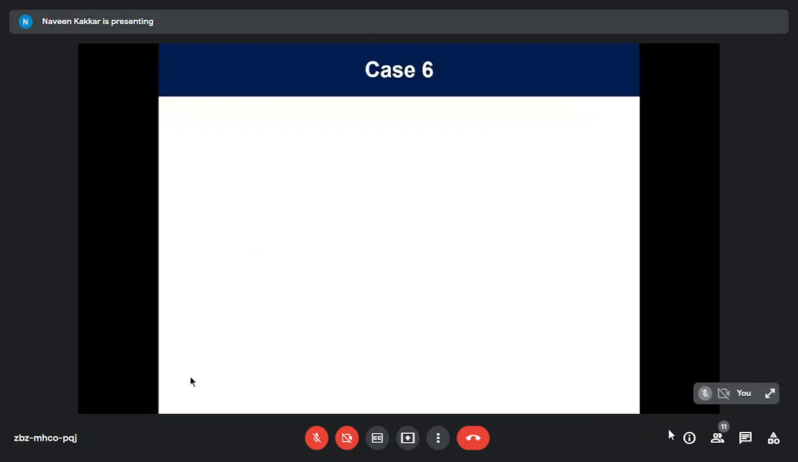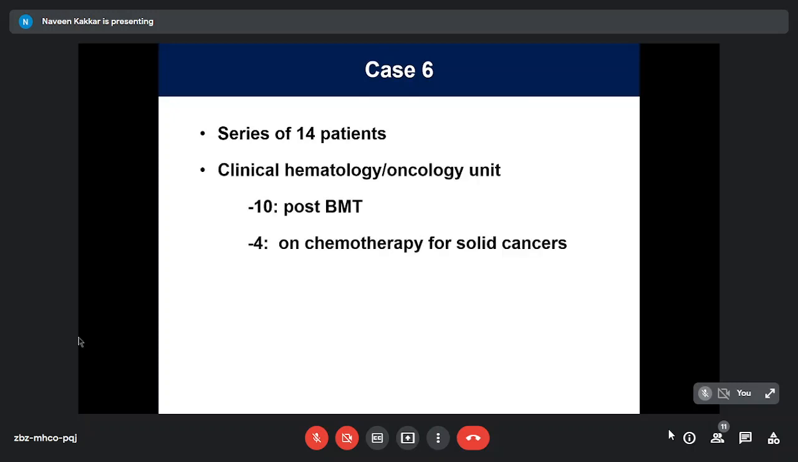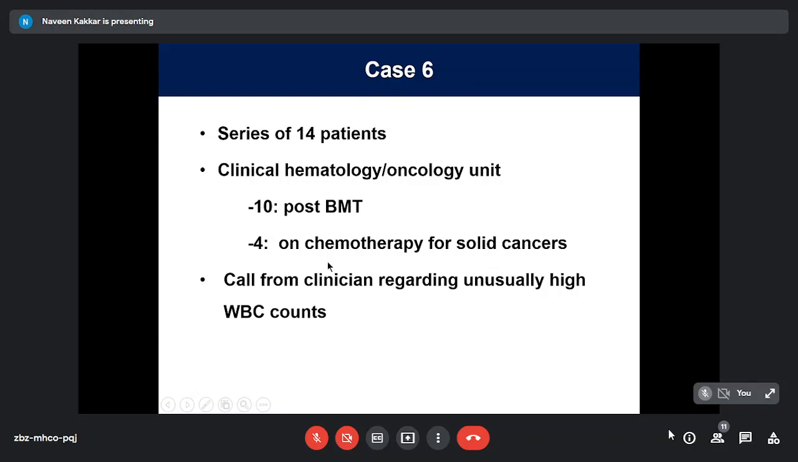Case 6 is a series of 14 patients that I presented in the last talk on histograms as well. 10 had bone marrow transplant and they were recovering in the bone marrow transplant unit. 4 were on chemotherapy for solid cancers. We had calls from the clinicians regarding unusually high WBC counts. They were being followed with CBC every day because the counts were low. They were being monitored very closely. Repeat samples showed the expected WBC count.